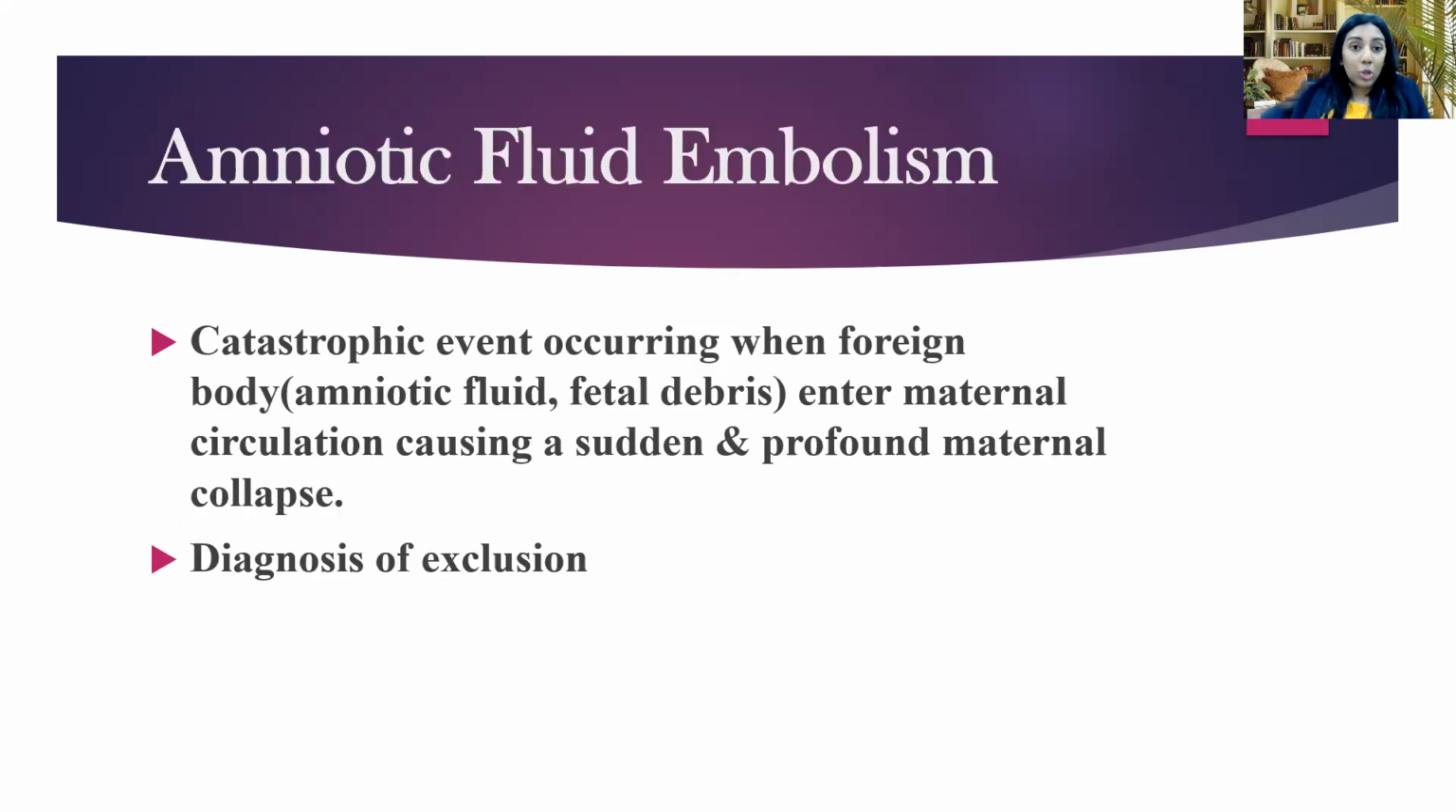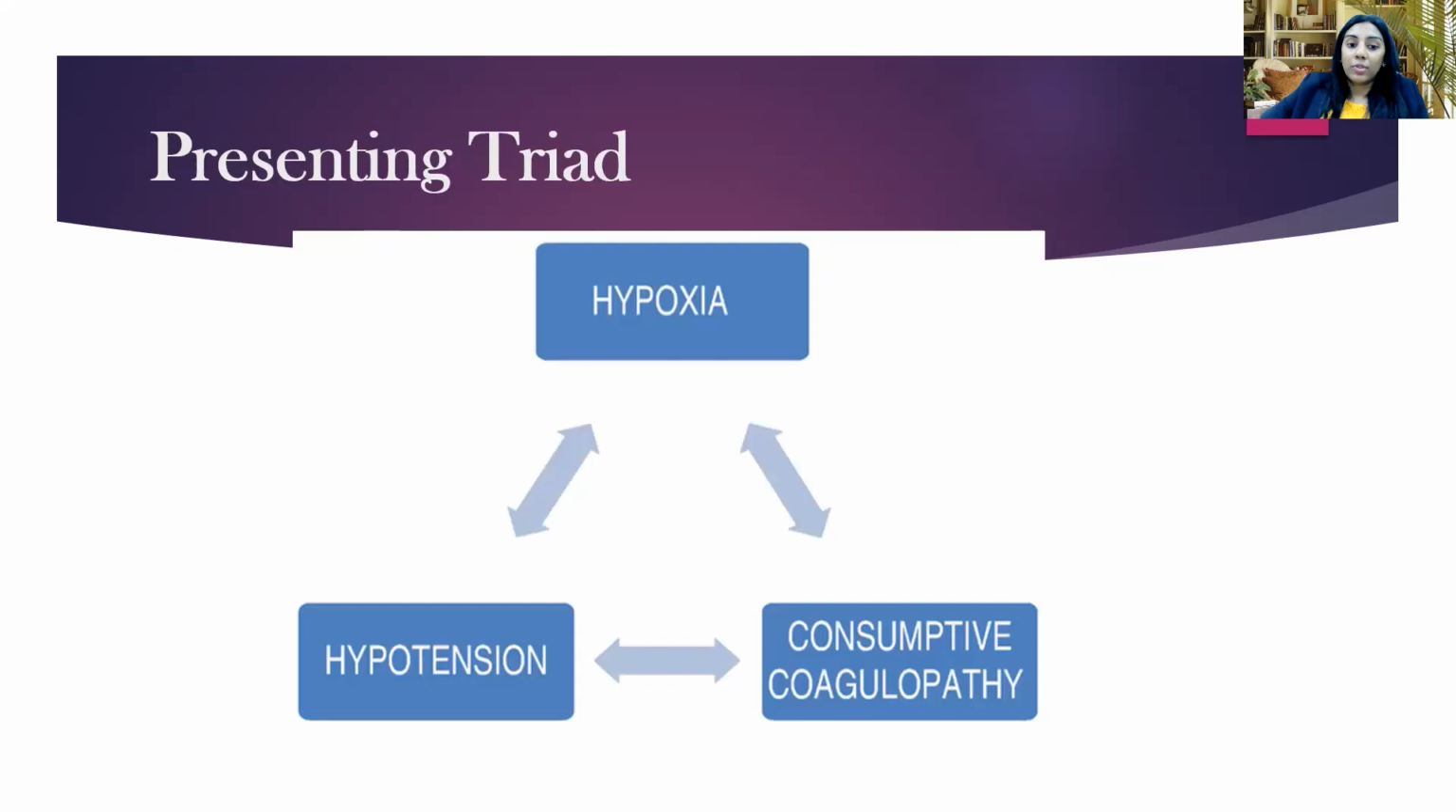Next, I'm going to talk about amniotic fluid embolism. It is actually a very catastrophic event that happens when a foreign body, either amniotic fluid or fetal debris, enters the maternal circulation, causing a sudden and profound maternal collapse. It's usually a diagnosis of exclusion, and it comes with a triad of hypoxia, hypotension, and consumptive coagulopathy. Each can occur at a different time, but when you see retrospectively, these are the three things that occur in a patient that you suspect of amniotic fluid embolism.